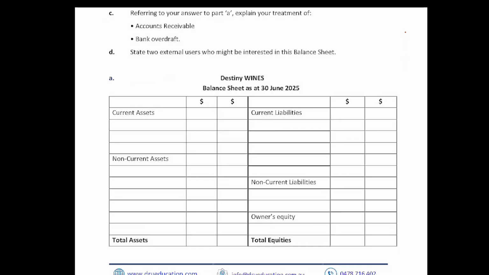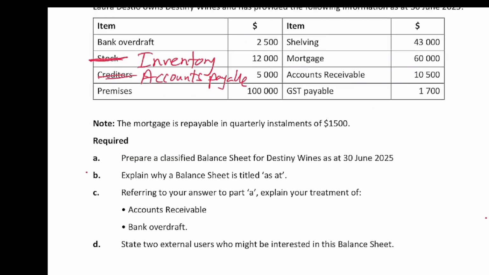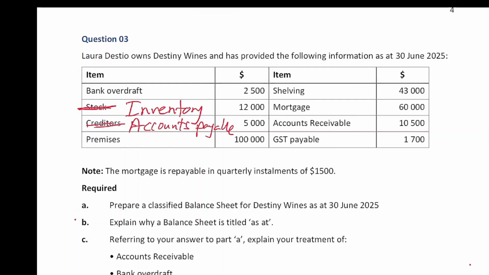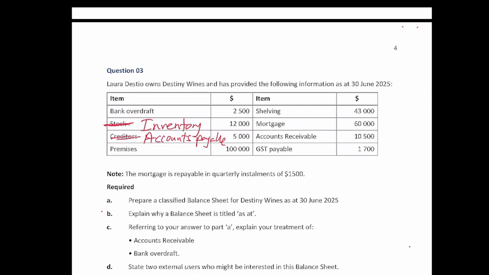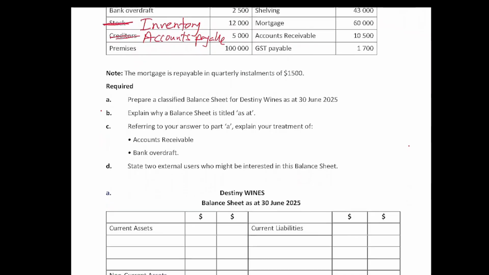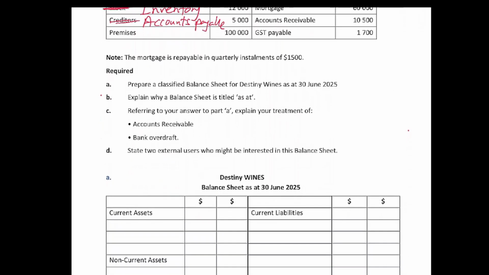Okay, guys. Now, shall we start? So this one. What are the current items? Do you remember my method? You guys remember my method? What is my method? I go through all the items, starting from the first one. Bank overdraft. What is it? Anybody? Current liability, very good.